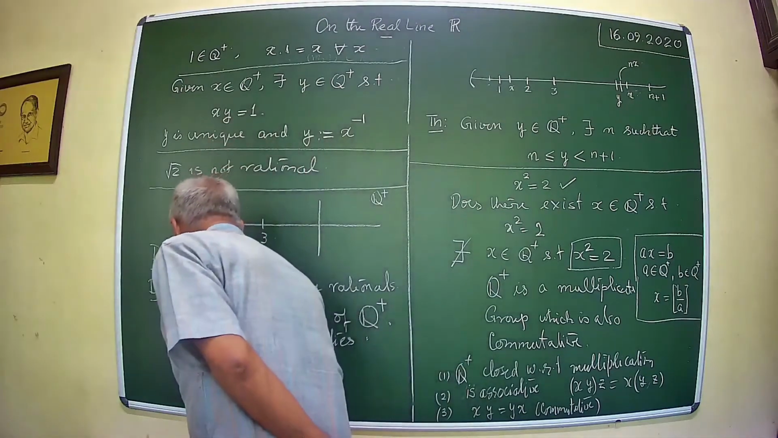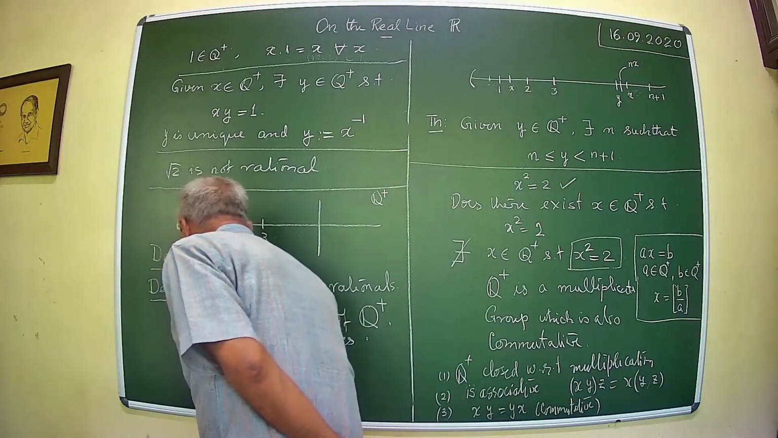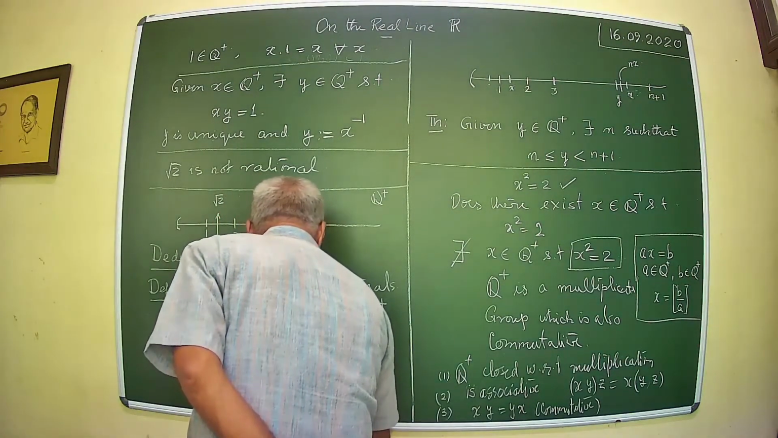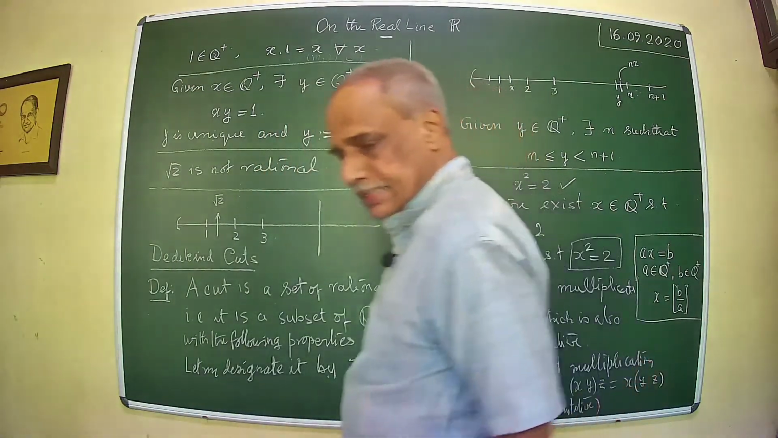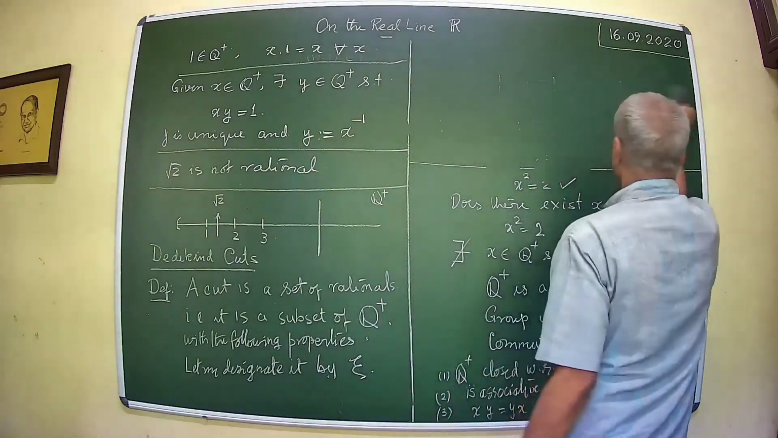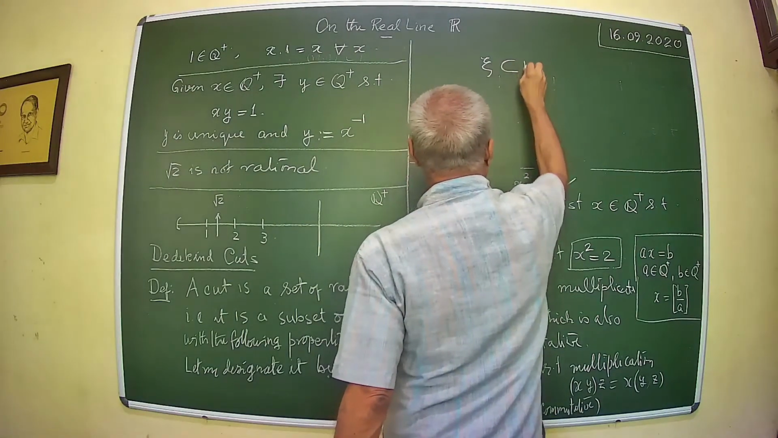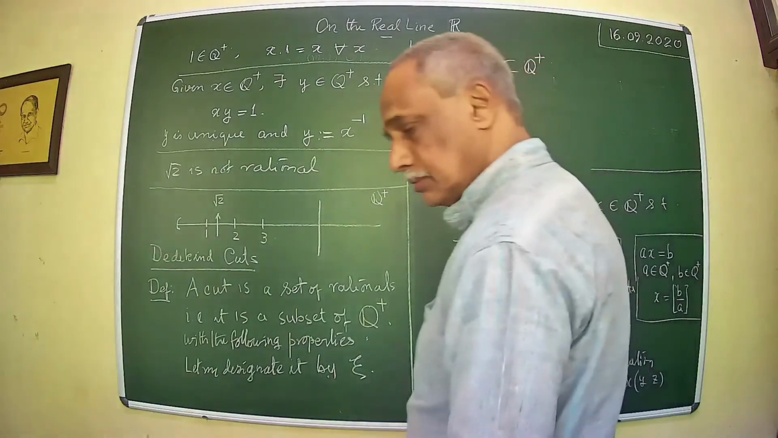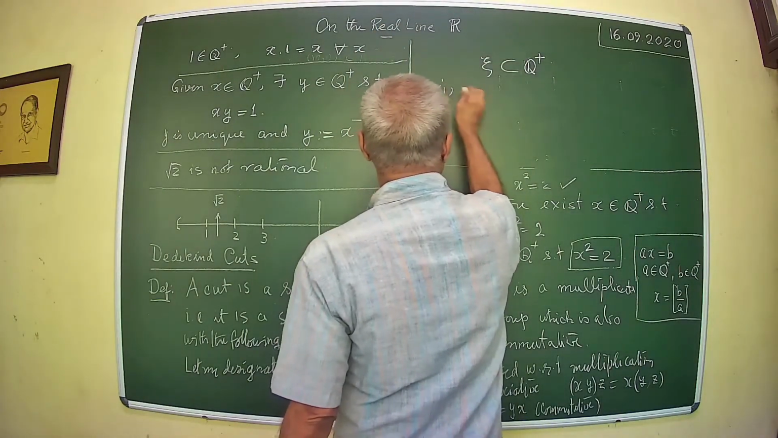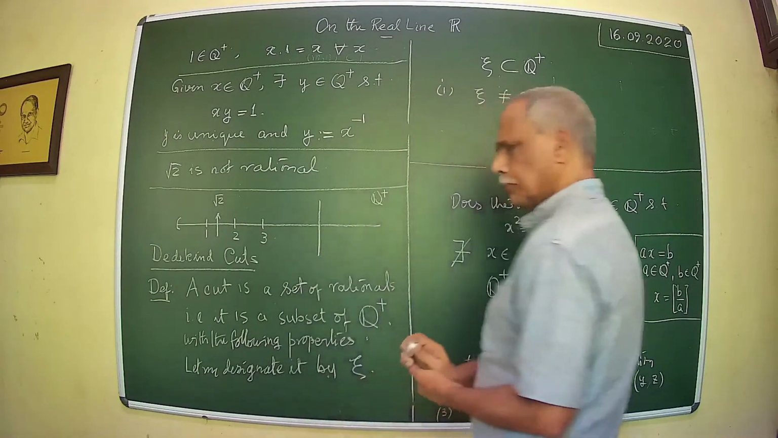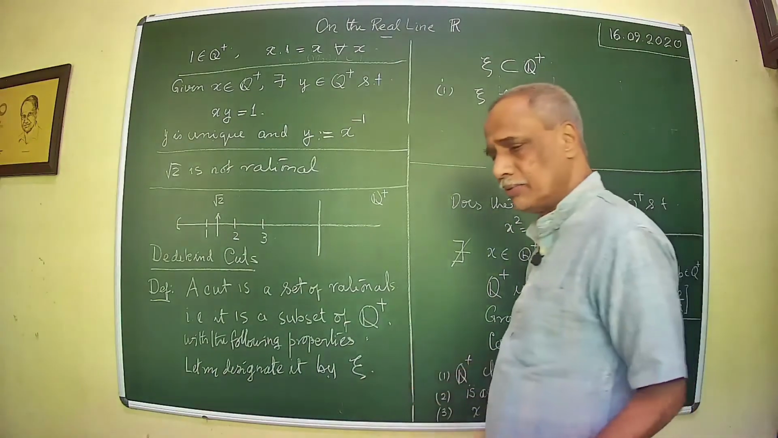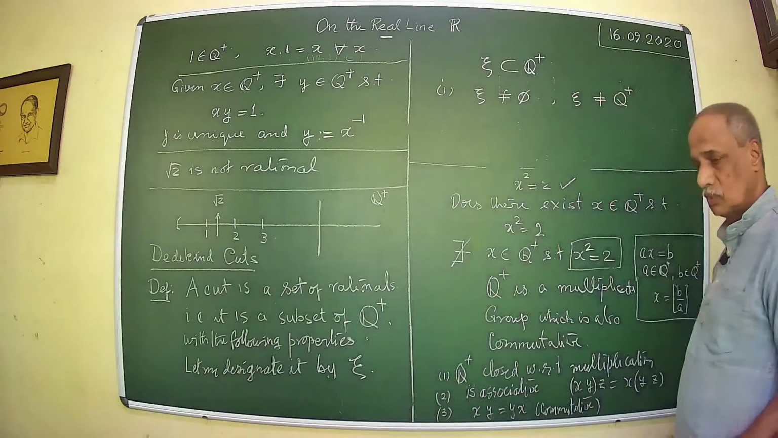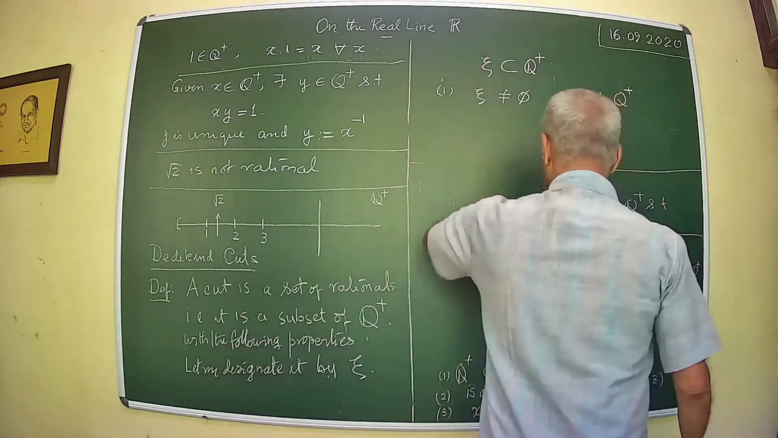Suppose I designate it by psi, so psi is a cut. So psi is a subset of Q plus. What kind of subset? First of all, the first property is psi is non-empty, that means it contains at least one element of Q plus. And psi is not the whole of Q plus. This is the one property. So there are so many sets with this property.